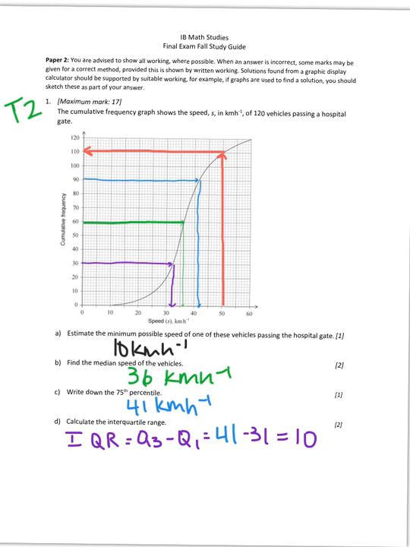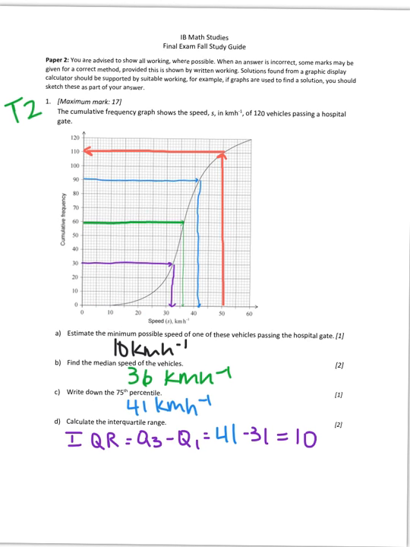Part C asks for the 75th percentile, so that's 75% of the way through your data. So that'd be after 90 cars. So you're going to do the same thing, follow it across. Once it hits your graph, you follow it down. And again, somewhere around 41.5, between kind of 40.5 and 42-ish. So I said 41 kilometers per hour.